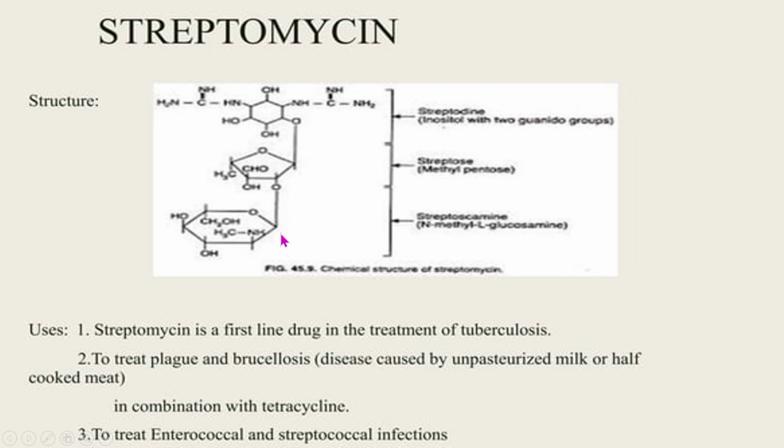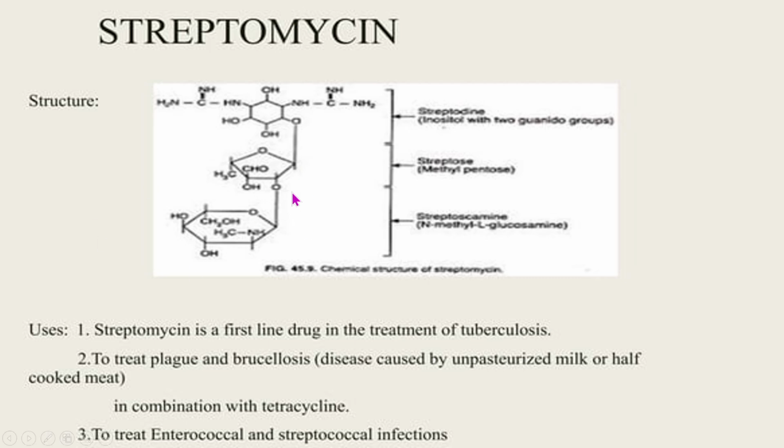which is attached to the amino sugar, that is streptomycin. So this is an amino sugar attached to the streptose ring. So this is the basic structure of the streptomycin aminoglycoside type of antibiotic. This is a first line drug in the treatment of tuberculosis.